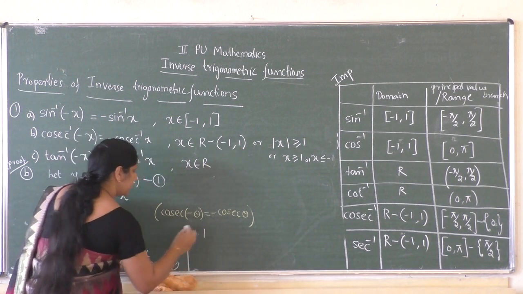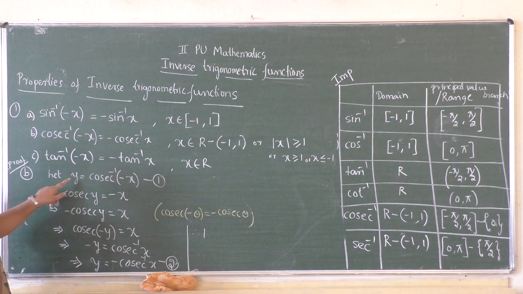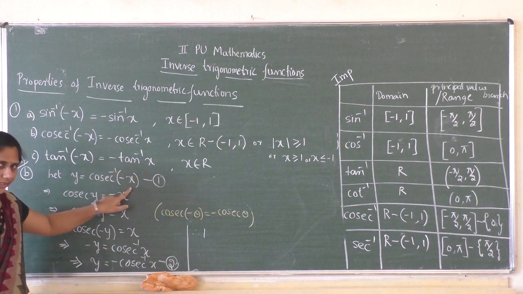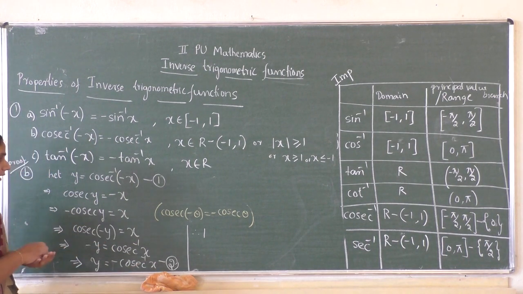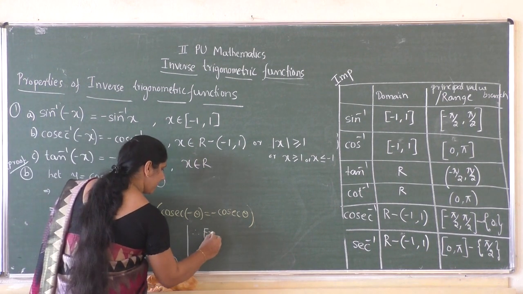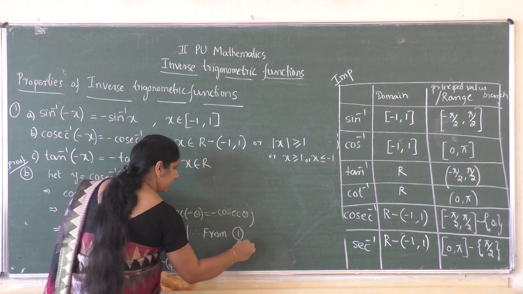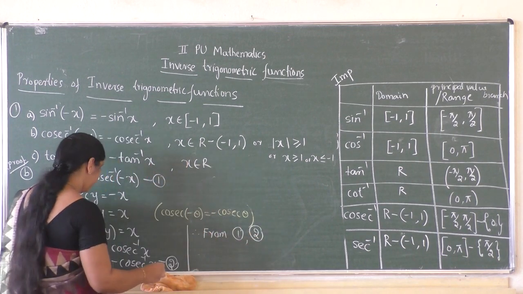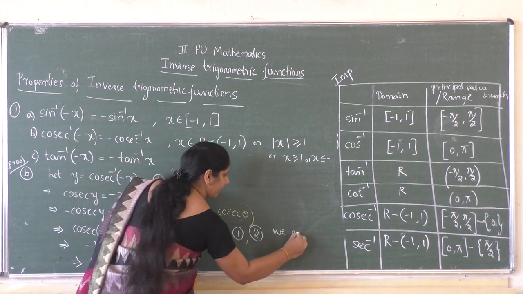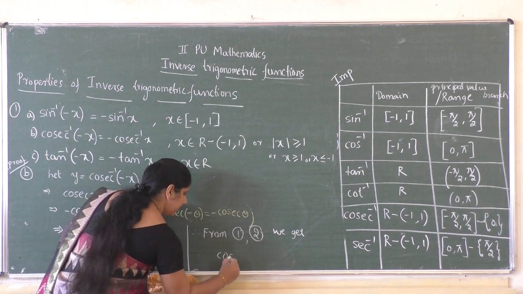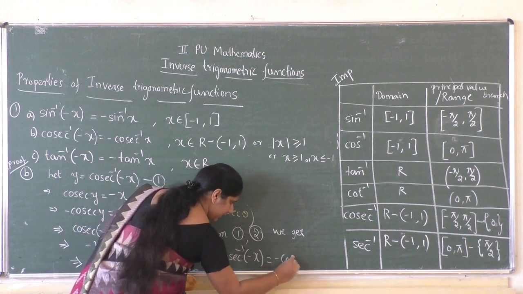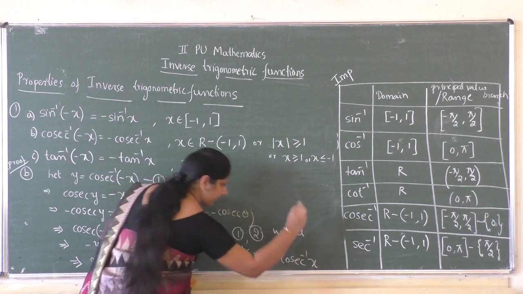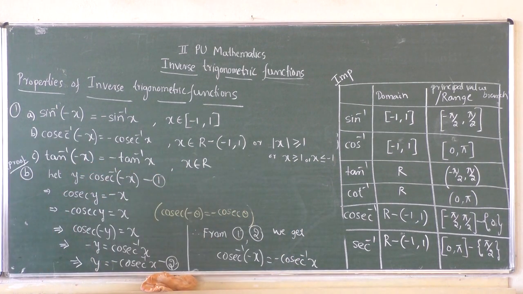Now see both equation 1 and 2. Here y equal to cosec inverse of minus x, here y equal to minus cosec inverse x. So from equation 1 and 2 we get cosec inverse of minus x equal to minus cosec inverse x. So this is the proof for second one.